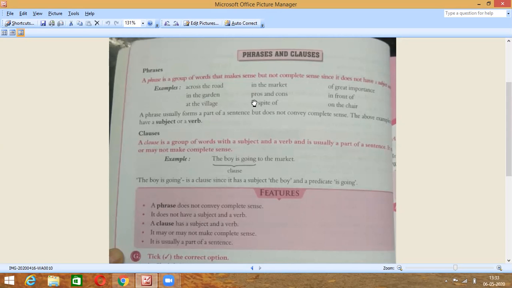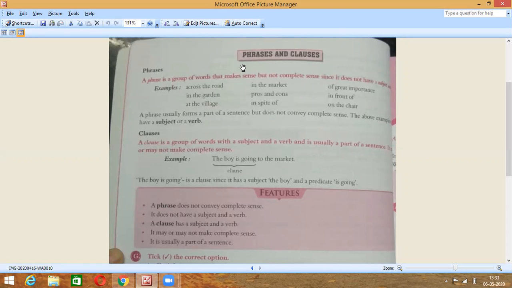Now what is the difference between the phrase and the clause? A phrase is a group of words that make sense but not complete sense. You can see the examples here: across the road, in the garden, at the village, in the market, pros and cons, in spite of. You can see that there are no subjects in these examples of phrases, but in the example of a clause, we have seen that a subject is there. So that is the main thing.